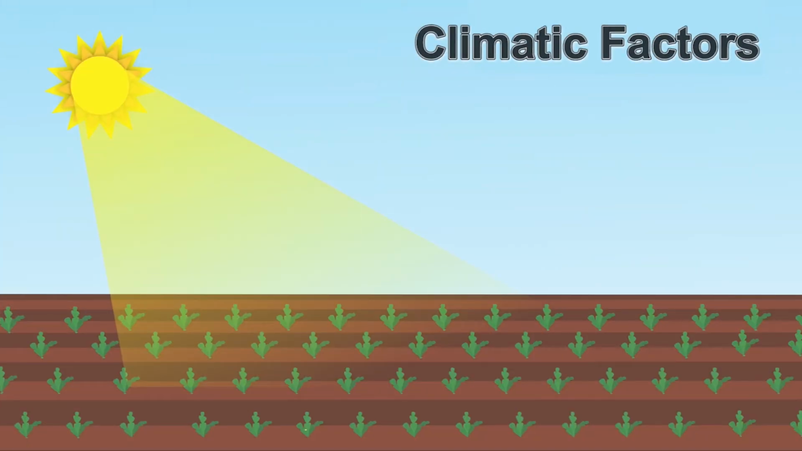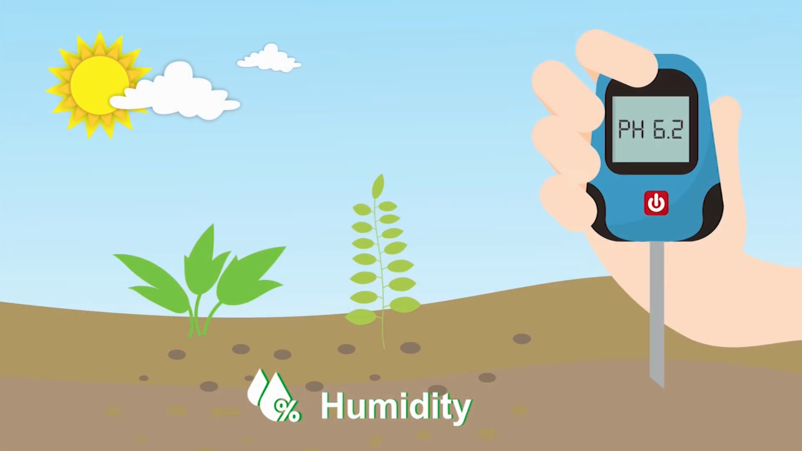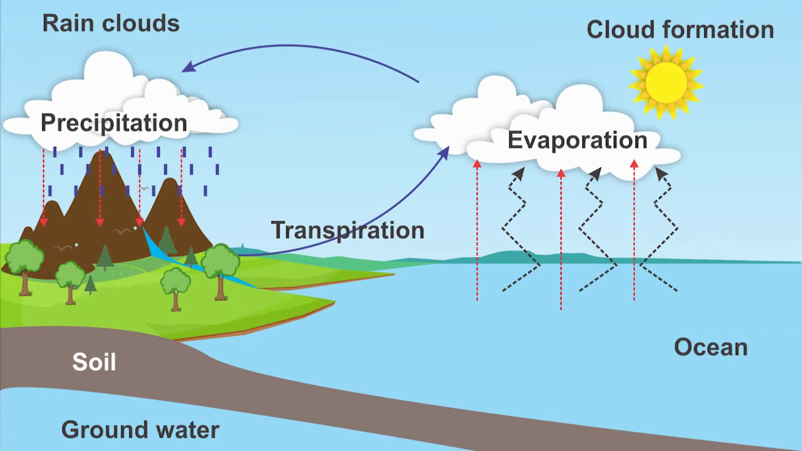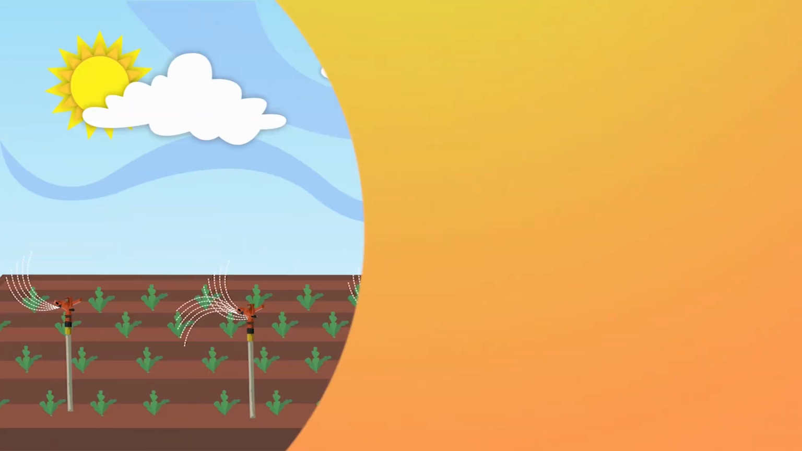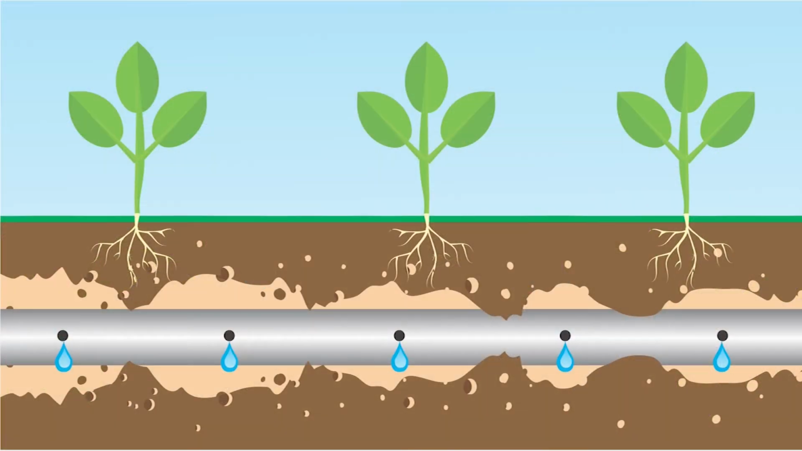Now let us see the third factor, that is climate. The major climatic factors affecting crop water needs are sunlight, temperature, humidity, wind speed and evaporation. For example, strong winds can disturb the spraying of water by the sprinklers. Therefore, in this case, drip or surface irrigation methods are preferred in windy conditions.